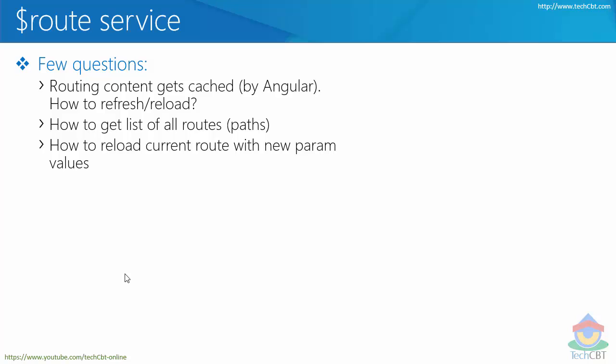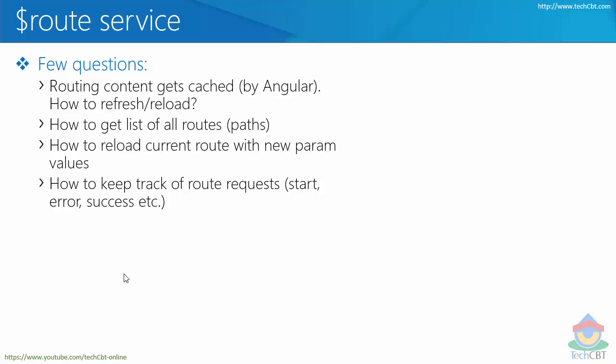Imagine I am on a route with a couple of route parameters specified. How do I reload the same route with new parameters? I would like to capture all the routing requests and all the routing activities as well. So how do I know what route is going to be loaded, whether it has been successful or whether it threw an error, etc. I would like to access data or say scope object of the current route. How do we achieve that?